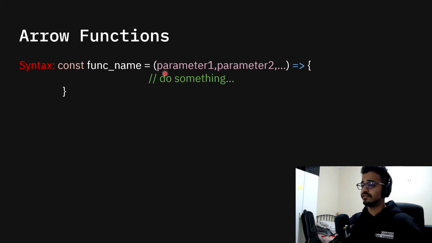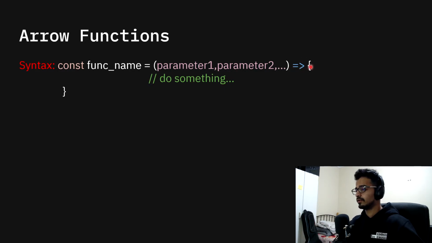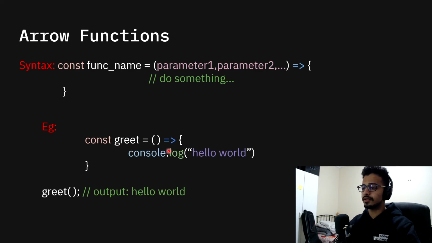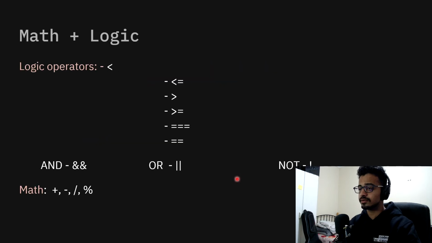Arrow functions, very important. They're another way to define functions. So I've got my function name here. In parentheses, I've got my parameters, and instead of the function keyword, I've got an arrow on this side. It's like an equal to and greater than sign. That basically replaces the function keyword, and it just makes it easier because it's faster to type and cleaner syntax. So for example, const greet, console log hello world. When you call the greet, it outputs hello world.